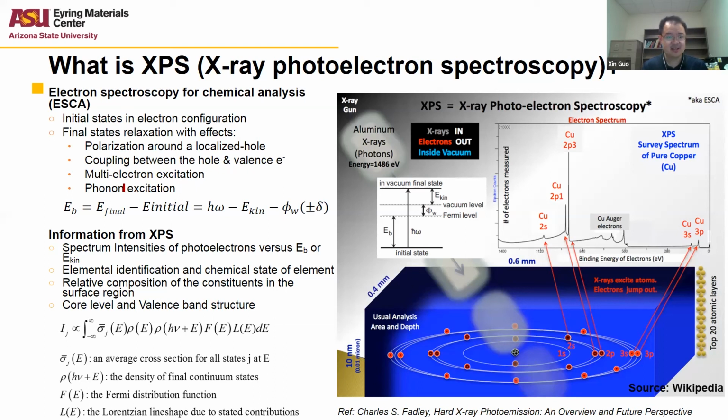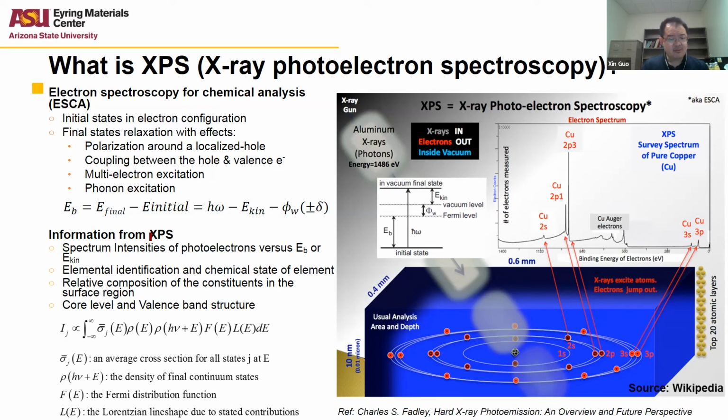And the fourth one is from phonon excitation. Not only is energy transferred to other electrons, but part of the energy is also transferred to the thermal vibration of the lattice. That would result in a shift of the photoemission peak to the higher binding energy side.